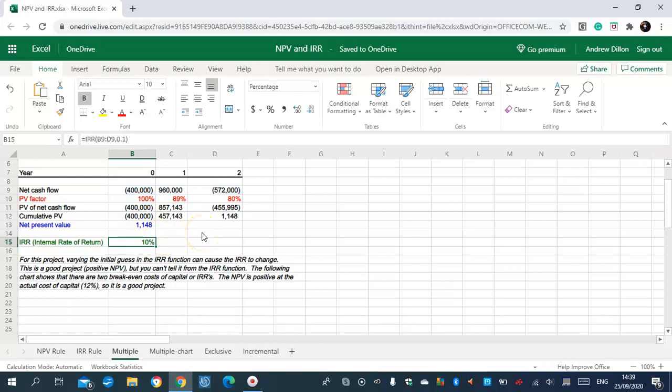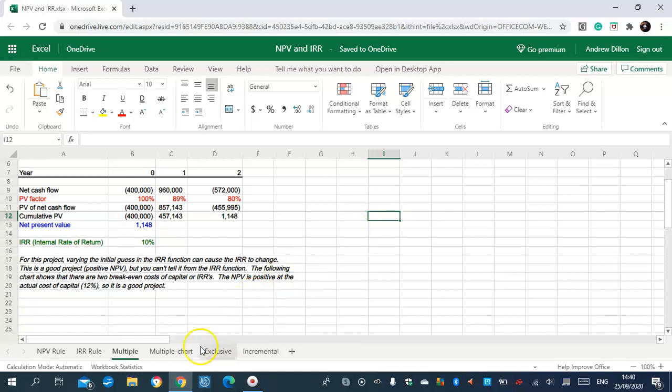It equals 10% total. And then the note says, for this project, varying the initial guess in the internal rate of return function can cause the internal rate of return to change. This is a good project with a positive net present value, but you can't tell it from the internal rate of return function. The following chart shows that there are two break-even costs of capital, or internal rates of return. The net present value is positive at the actual cost of capital, which is 12%. So these are good projects.